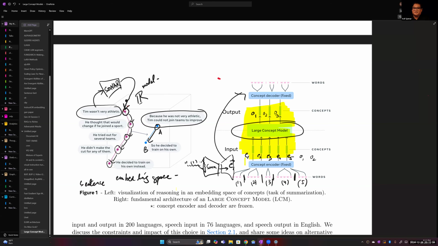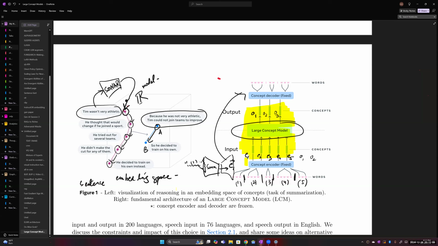Because once it becomes concepts, the large concept model in the center has no idea where exactly that concept came from. It doesn't know whether it came from text or from audio. It doesn't know which language it came from. It deals with the abstract concepts, the semantic essence of that text, of that sentence.